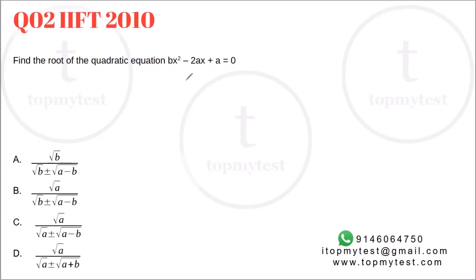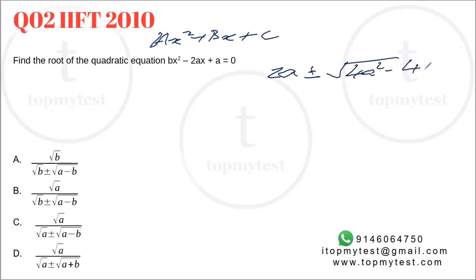Okay, so let's use the generalized form again. If I rewrite this to ax square plus bx plus c using the form minus b plus or minus square root of b square minus 4ac divided by 2a, and use the terms over here, you will get 2a plus or minus square root of 4a square minus 4 times ab, divided by 2b.